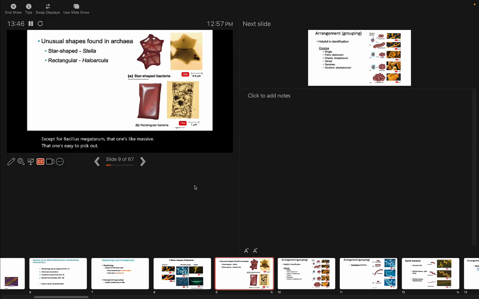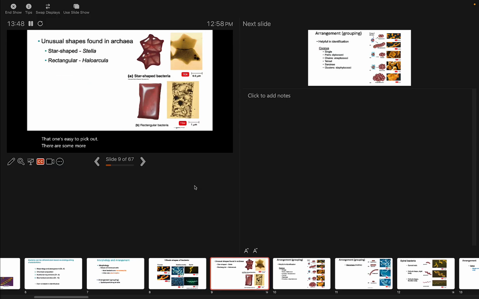There are some more unusual shapes if we move over to the archaea. For example, there's this genus that has a kind of star shape. There are some that are just solid rectangles. So again, we can see different shapes depending on which type of organism they are. But we typically wouldn't see a coccus go all the way to a bacillus to a spirochete. We don't see that type of change.